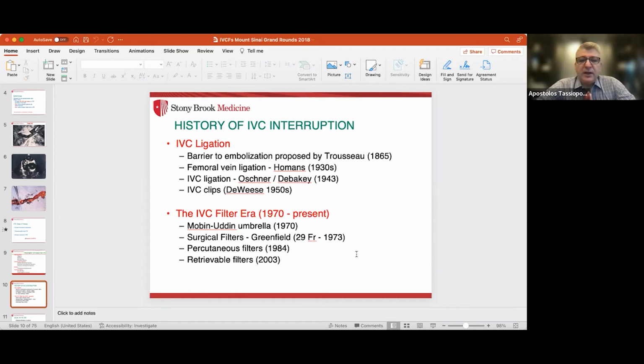Gradually, in the 1980s, the filters started becoming a little smaller in terms of delivery systems, and we went on to percutaneous interventions. And one of the major advances that happened in 2003 was the introduction of retrievable filters.